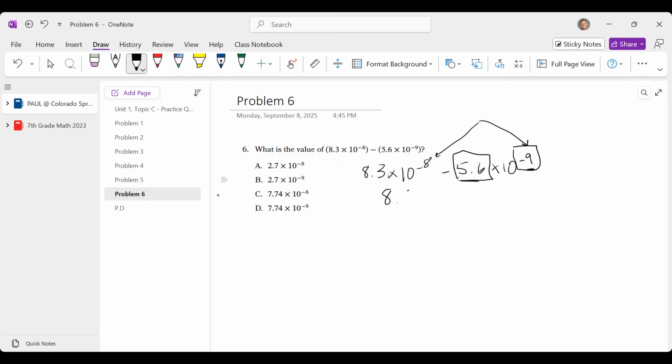So I'm going to rewrite 8.3 times 10 to the -8 minus, and if I'm moving it to the left, that means that this is now 0.56 times 10 to the -8. So see what we did here, because I moved this one place value to the left, it increased and changed my exponent. The reason why I'm doing this is because I have to have the same exponent value in order to subtract, knowing that I'm not going to be misplacing a place value.